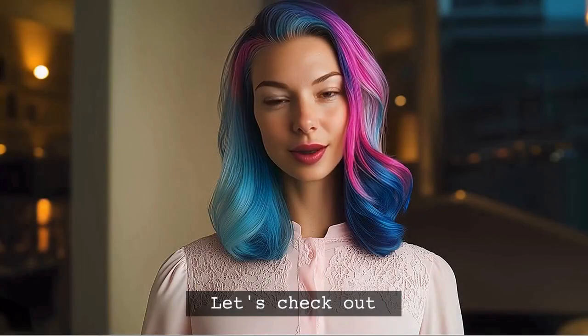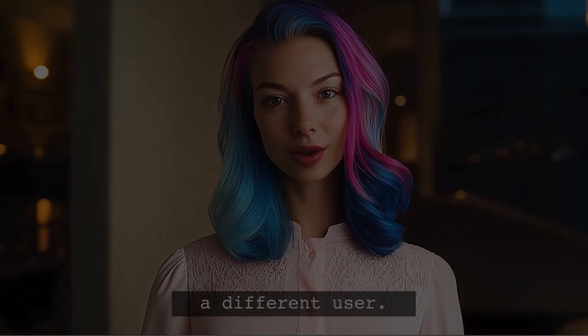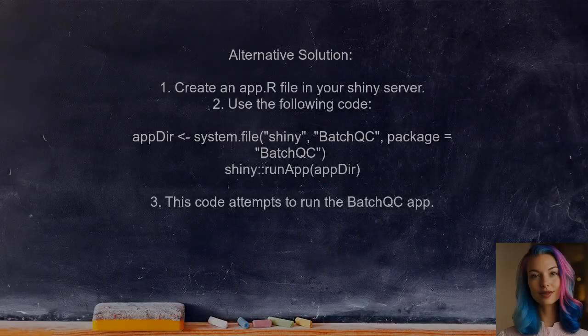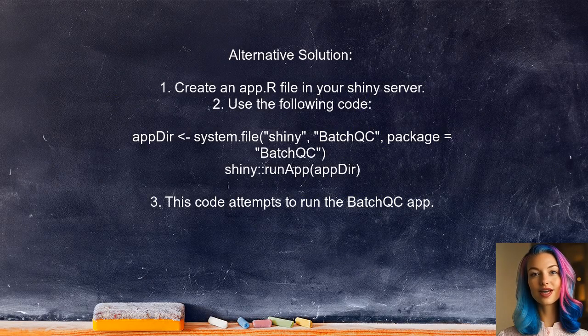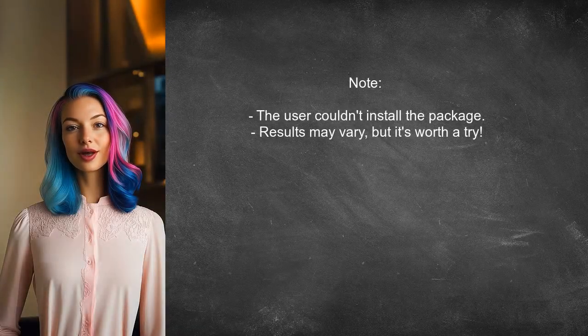Let's check out another perspective from a different user. An alternative approach suggested by a user involves using the batch.qc package's Shiny directory. They recommend creating an app.R file in your Shiny server with specific code to run the app. The user notes that they couldn't install the package themselves, so they can't guarantee this will work, but it's worth trying.